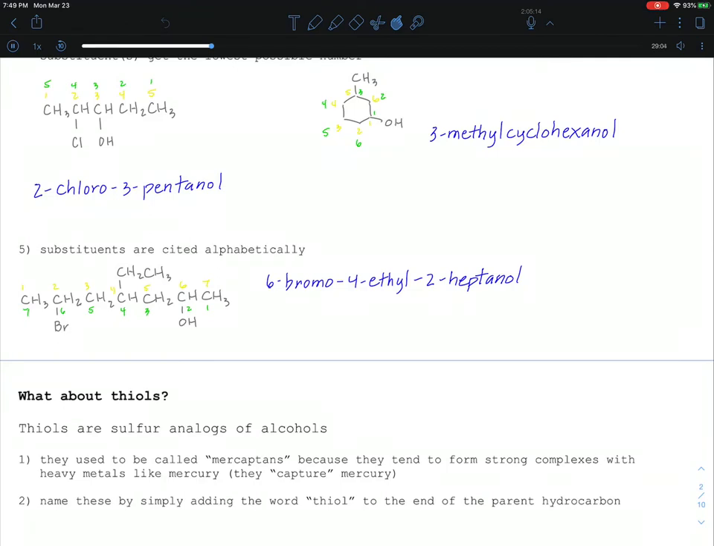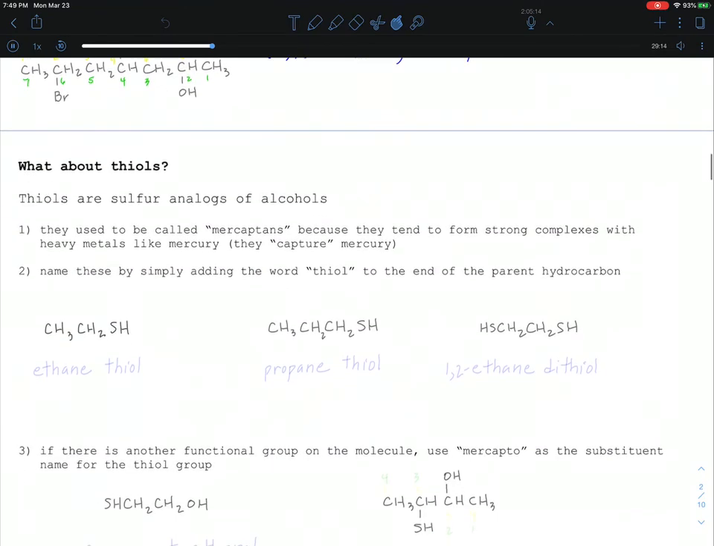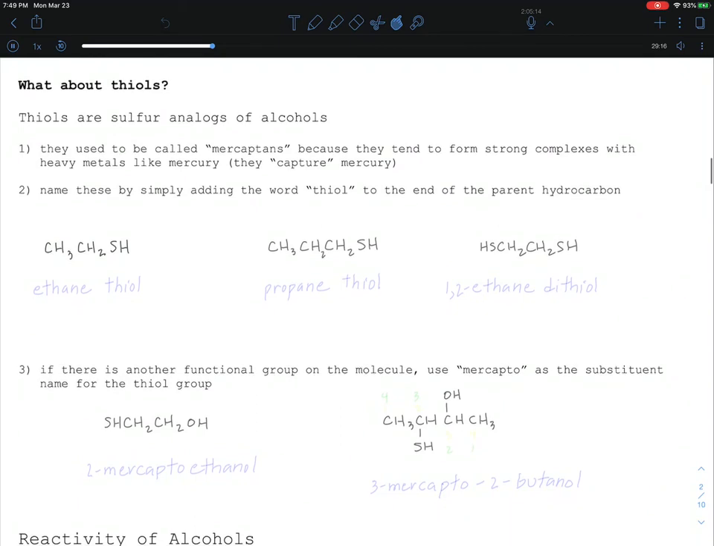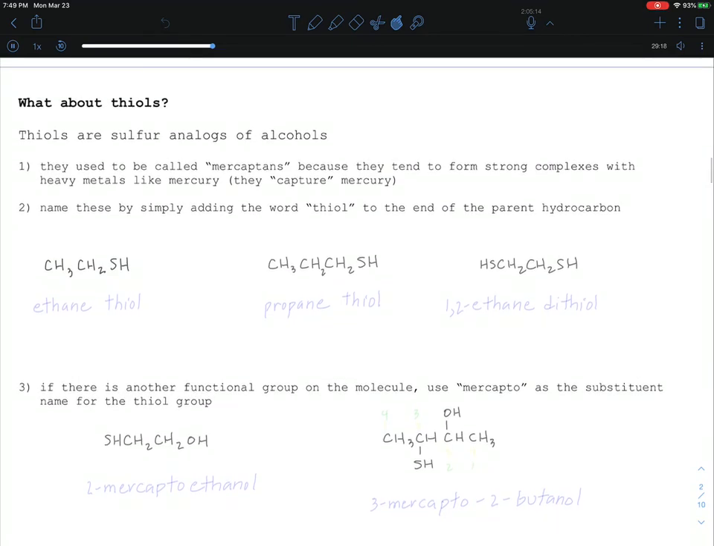So for this particular class, this is about as heavy as it's going to get with the nomenclature of alcohols. But what about their sulfur analogs? So with thiols, we have a little bit different nomenclature. Thiols are going to tell us that we have the SH instead of the OH group hanging off of our parent hydrocarbon.